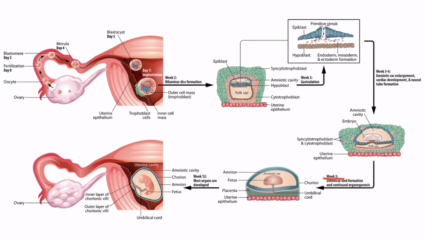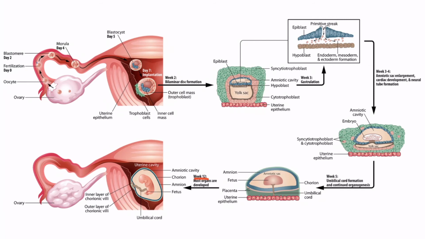We can see that the yolk sac has become the umbilical cord right here. This is a bit of an oversimplification because other structures are involved in the formation of the umbilical cord, such as the allantois. But for simplicity, just think of the hypoblast and the yolk sac becoming the umbilical cord. We can see that the syncytotrophoblast has become the chorion and the outer layer of the placenta shown in green right here. The cytotrophoblast has become the inner layer of the placenta shown in this kind of pinkish color right here. From here, organogenesis continues, and around week 12, most of the organs are developed.